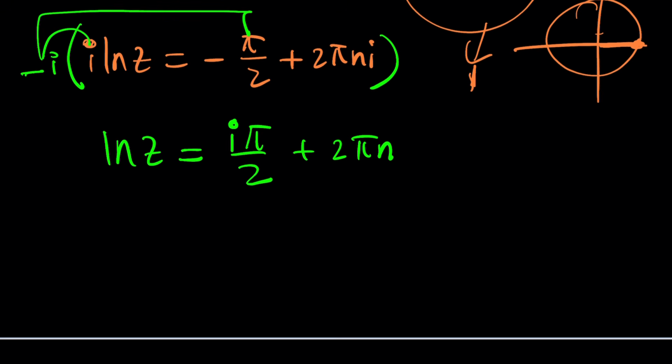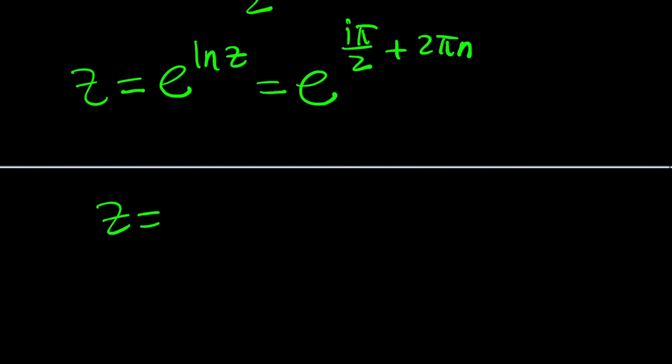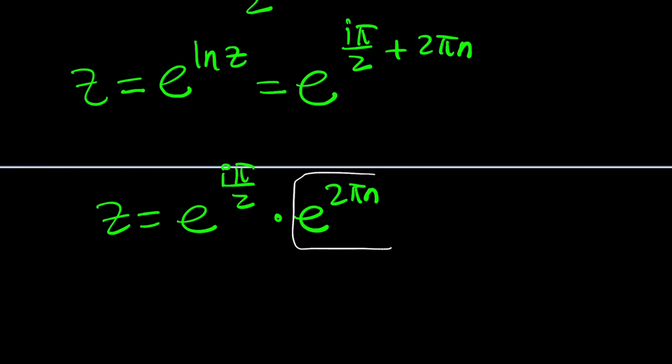Remember, we got to find z, and z is e to the power ln z, right? We have that identity even for complex numbers. So we can go ahead and plug it in. e to the power i pi over 2 plus 2 pi n. Wait a minute, is that the final answer? We can simplify this. Let's go ahead and split it up. Write it as e to the power i pi over 2 times e to the power 2 pi n. You got to remember that this is actually a real number, right? This is a real number, but this is not.